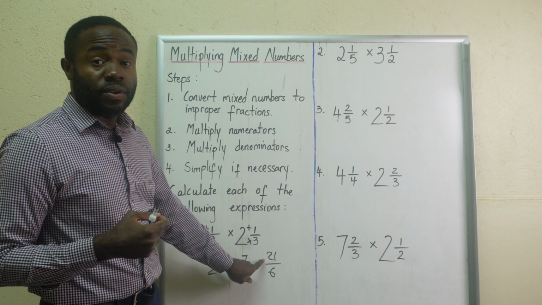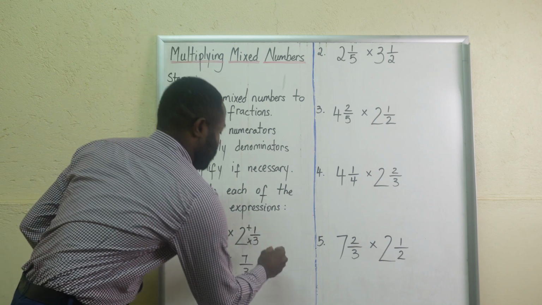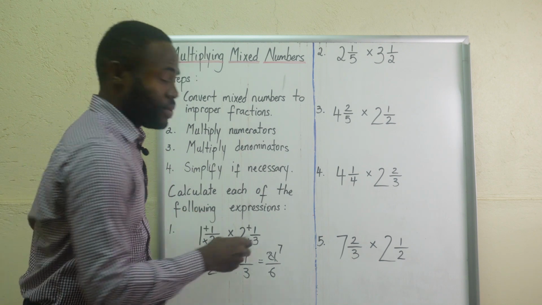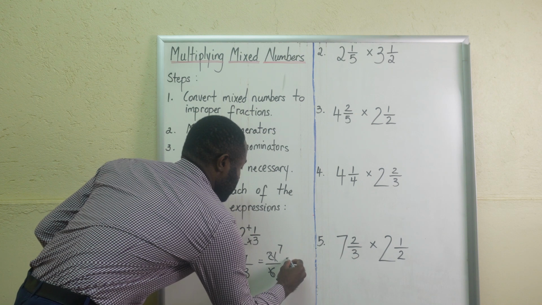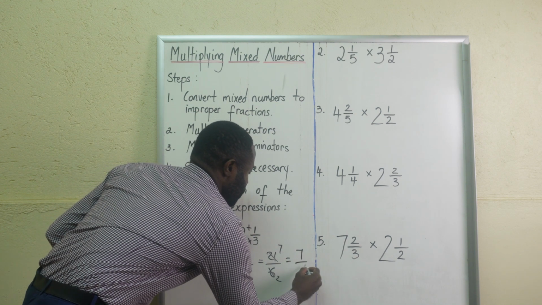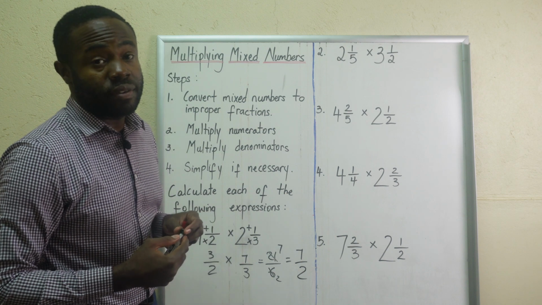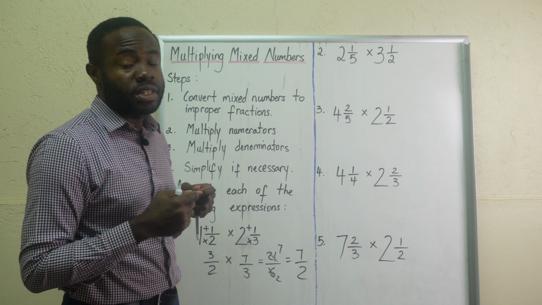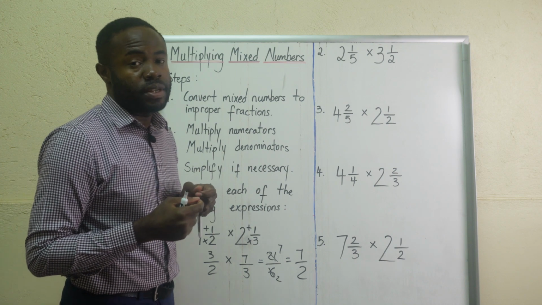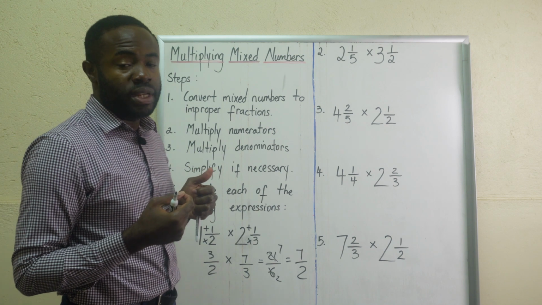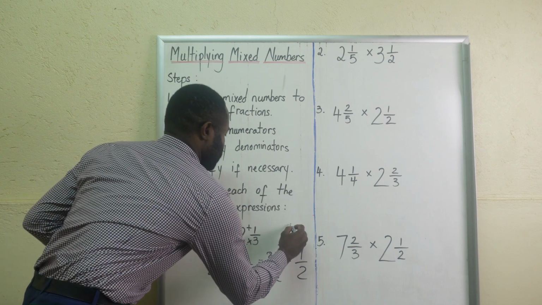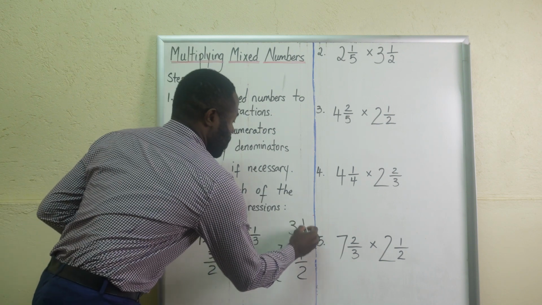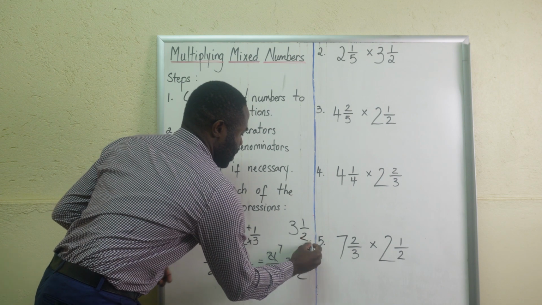So 3 can divide into 21 without leaving a remainder, and also into 6 without leaving a remainder. So let's do that. So 3 into 21 goes 7 times, and 3 into 6 goes 2 times. Now that will leave us with 7 over 2. Now 7 over 2 is an improper fraction. Remember now that improper fractions can be converted back to mixed numbers. Let's do that by dividing. So 2 into 7, that goes 3 times, and that will leave us with a remainder of 1, and then we write back our denominator.